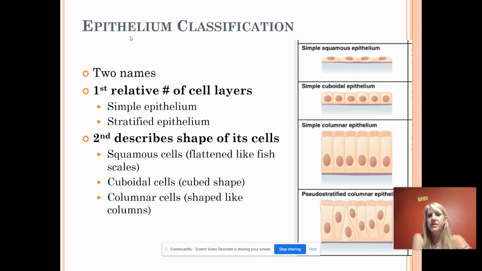So here's some of that epithelial tissue I was talking about. There are two names, just like you have a first and a last name. There are two names to classify epithelial tissue. First name: it's either simple, which means one layer thick, or stratified. Stratified means many layers thick. So you can see the picture there. Those are all simple. Simple is squamous. Squamous is flattened. Your book says like fish scales. I think it's flattened like Legos.